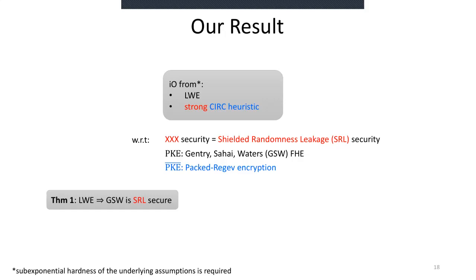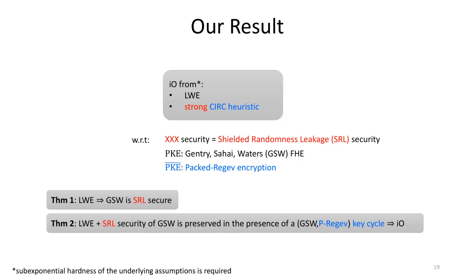We prove our result in two steps. First, we show that if you assume LWE, then GSW is SRL secure. Second, we show that if you assume LWE, and also assume that SRL security of GSW is preserved in the presence of a key cycle, then IO exists. Combining these two theorems directly gives our result.